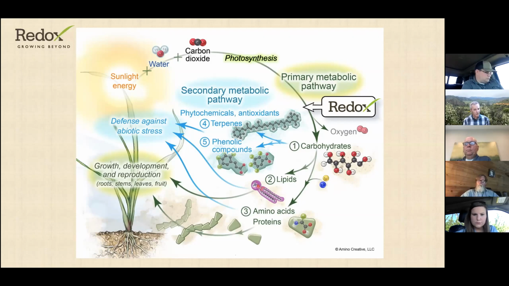Plants are always under stress. The degree to which plants produce these compounds is contingent upon both the presence and severity of the stress, and also whether the plant has the resources on hand to produce them. So Redox products are really specifically designed to supply these resources to the plant. And when we're successful doing this, the result is a substantial improvement in plant performance, particularly as it relates to yield and quality.